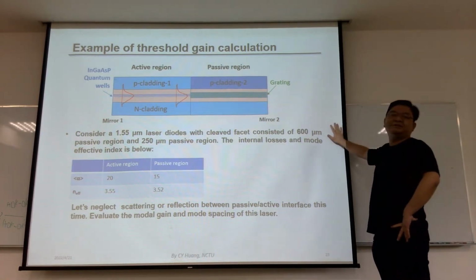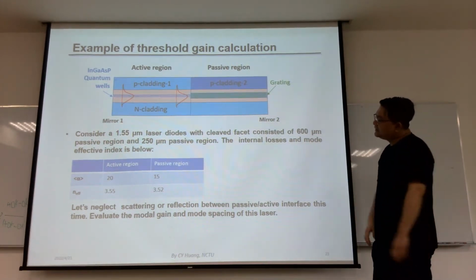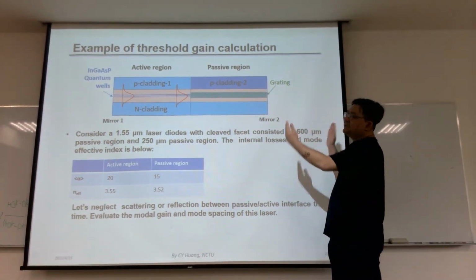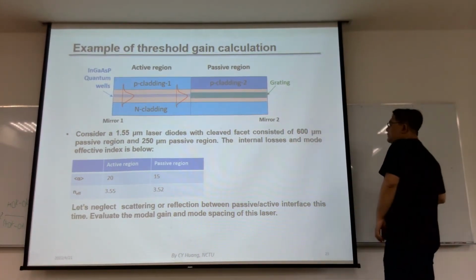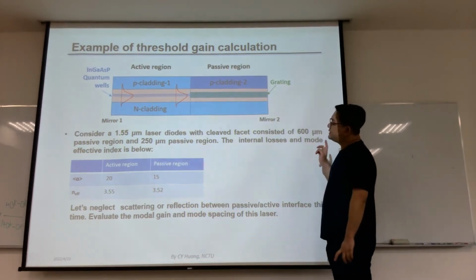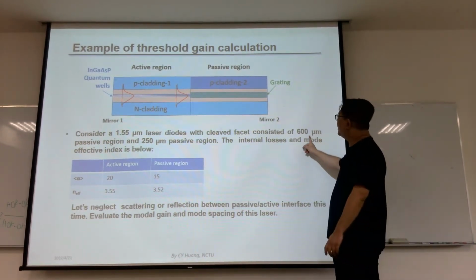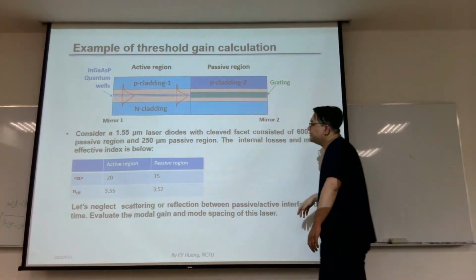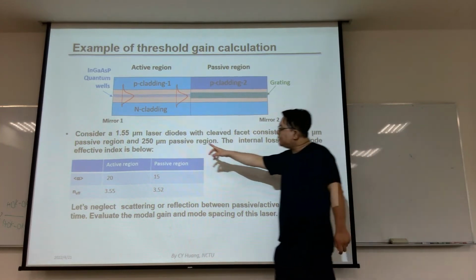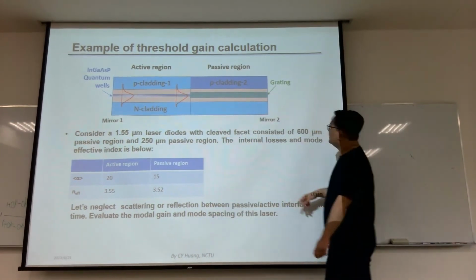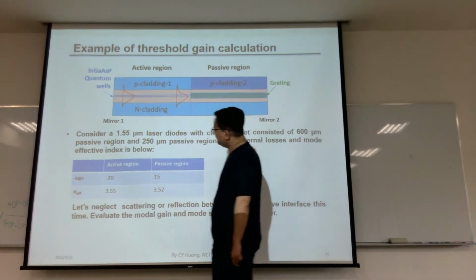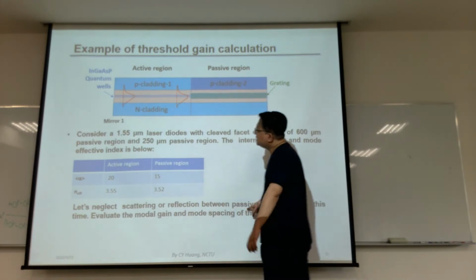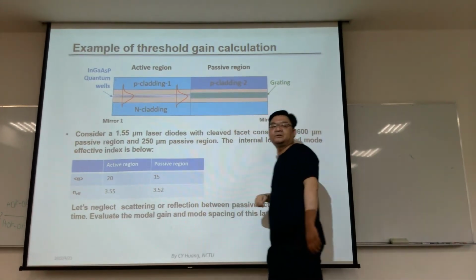Anyway, let's return to the question. So let's consider a 1.55 micron communication laser with two facets to form a Fabry-Perot laser. And the total length is 850 micron, which has a 600 micron active region. Okay, so mostly active. And the 200 micron, so it's active and passive. So it's definitely a typo. 680 micron active region. I will correct that later. And the 250 micron passive region.